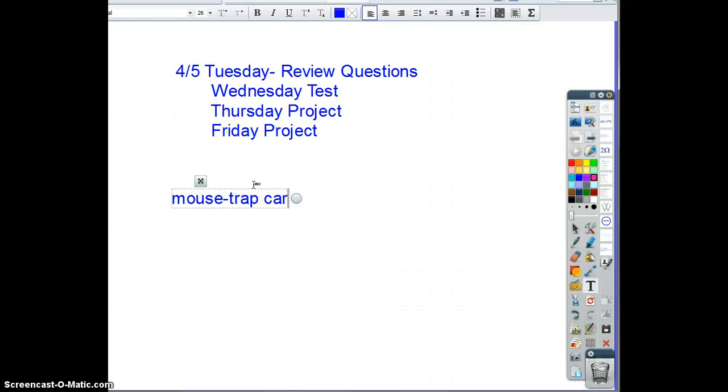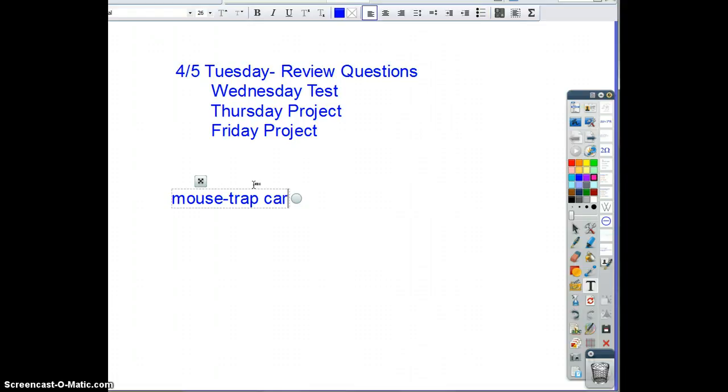Your task today is to go out on the web and find pictures, websites, things that will help you understand, number one, how the mousetrap car works. Number two, what materials you will need. Materials I will supply you with: the mousetrap. I will supply you the mousetrap.